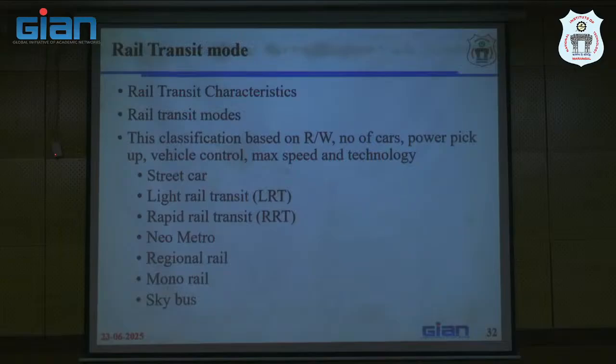So coming to the rail transit characteristics. We have different types of rail transit modes. This classification broadly takes into account the right of way, number of cars, power pickups, vehicle control, magnetic speed, and technologies like streetcar systems. So then the light rail, LRT system, and the rapid rail transit system like the metro, and we have neo metro, then the regional rails, the monorail, and the skybus. Of course, we still don't have the skybus and the streetcar, but all the different categories are already present and operational.